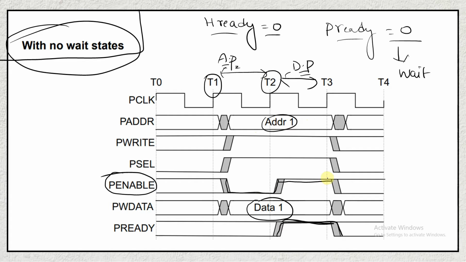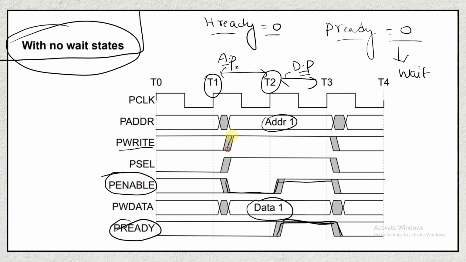Whenever PENABLE is equal to 1, the master is confirming that the data is available, and the slave will come to know that the data phase has started and it is going to collect that data. So there are basically two phases here, the address phase and the data phase. In the address phase, the master keeps PENABLE equal to 0, and in the data phase, PENABLE is equal to 1, that is, valid data is available, so the slave makes the PREADY signal equal to 1 and samples the data. And you can see the PWRITE also.